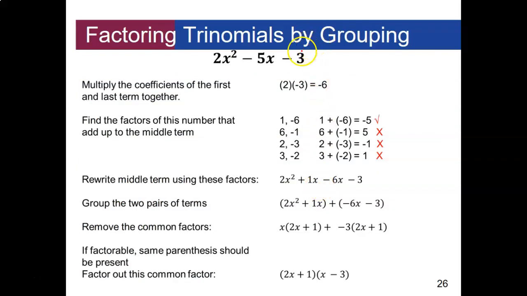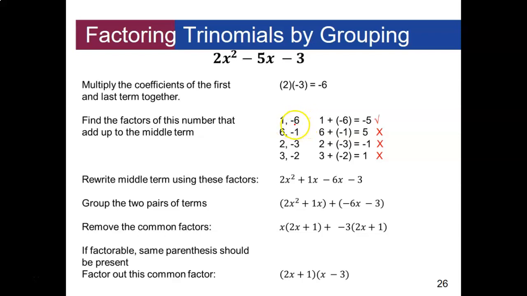Okay, so while grouping is not my favorite method, I do want to briefly go over it just because some of you may be familiar with this. With the grouping method, you're going to multiply the coefficients of the first and last term together. Here we'd multiply these together and we get -6. We want to find the factors of that number that add up to the middle term. So if we're looking at the factors of -6 that add up to -5, you can see our list of factors here, and you do have to consider the positives and the negatives for each of those. You see that 1 and -6 are going to be the ones that add up to the middle term of -5.